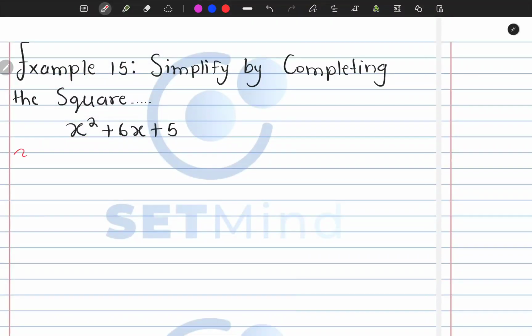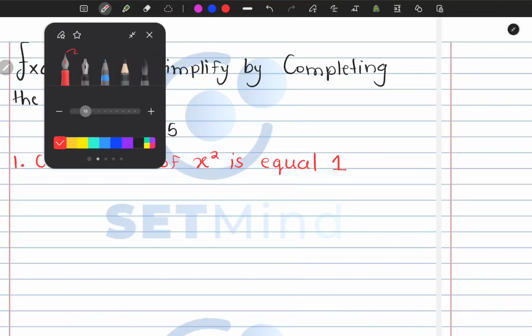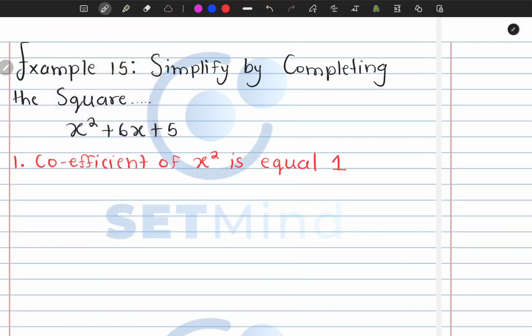What we are happy about, number one, is that the coefficient of x squared is 1. So meaning our life becomes a bit easier. That means we can easily go ahead and do our work, because we have a step which we can just skip. So we have x squared plus 6x plus 5.